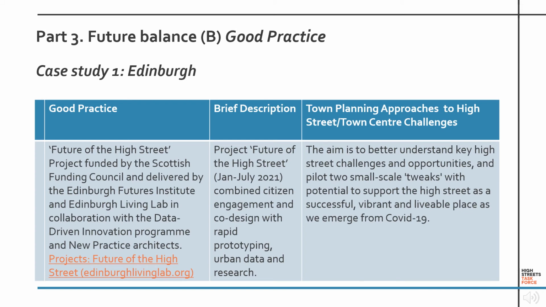The aim of the Future of the High Street project is to better understand key high street challenges and opportunities and pilot two small-scale tweaks in two project locations, Gorgie Dalry in Edinburgh and Dalkeith in Midlothian, with potential to support the High Street as a successful, vibrant and livable place as we emerge from COVID. The approach adopted combines citizen engagement and co-design with rapid prototyping, urban data and research. I recommend following the link included in this slide and taking the opportunity of exploring the approach, methodology, tools and outcomes adopted by this research to potentially inform some of your own thinking on town centre and high street issues and challenges.